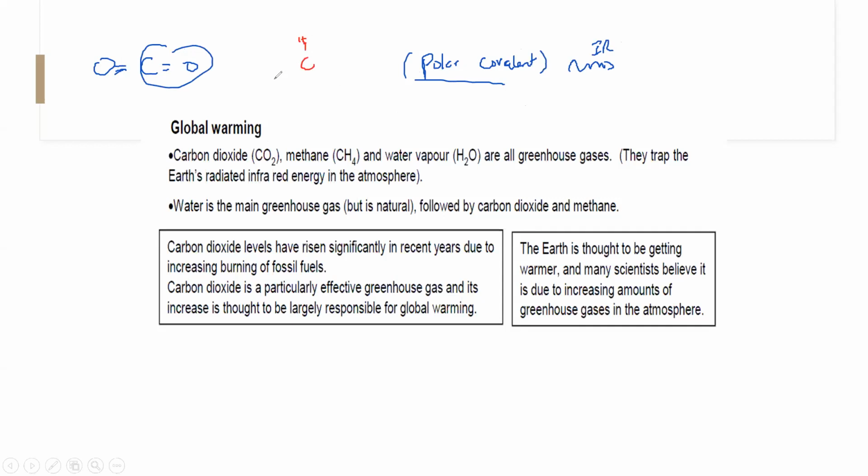Same thing with methane: carbon and hydrogen, the difference in electronegativity leads to absorption. Water, H2O, has a bent structure, but the difference in electronegativity of oxygen and hydrogen leads to absorption of infrared radiation. So water is the main greenhouse gas, but it is natural, followed by carbon dioxide and methane. And the carbon dioxide level has risen significantly. Why? Because of human activities, as we are burning fossil fuel, so we are increasing the amount of carbon dioxide.